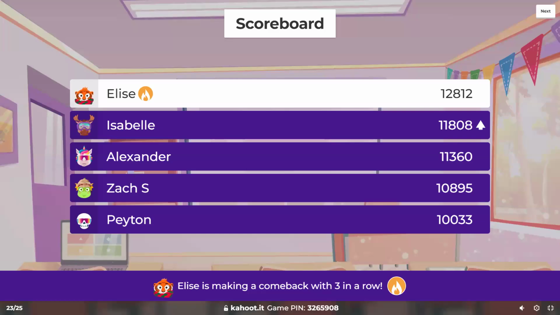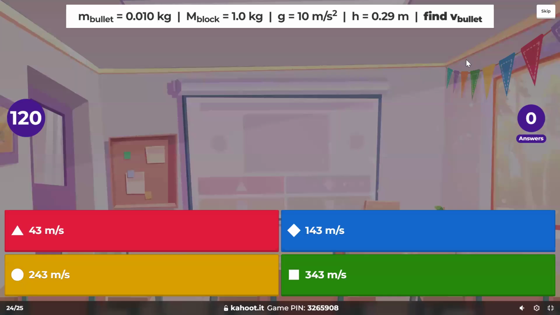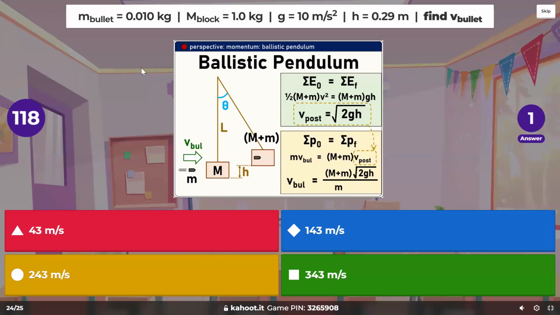All right, you guys ready to solve a ballistic pendulum? We got Peyton, Zach, Alexander, Isabel, Elise. All right, I think it might be ballistic pendulum time. There you go. So I gave you the mass of the bullet, the mass of the block, the gravity field of the planet, and the height change. Find the firing speed of the bullet. You guys have 2 minutes, but I'll walk you through this.